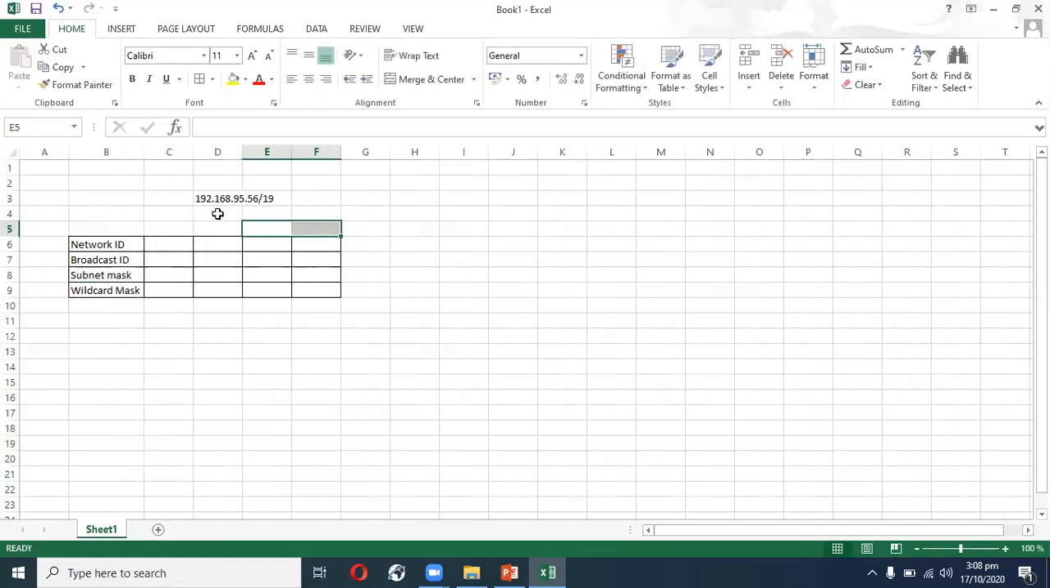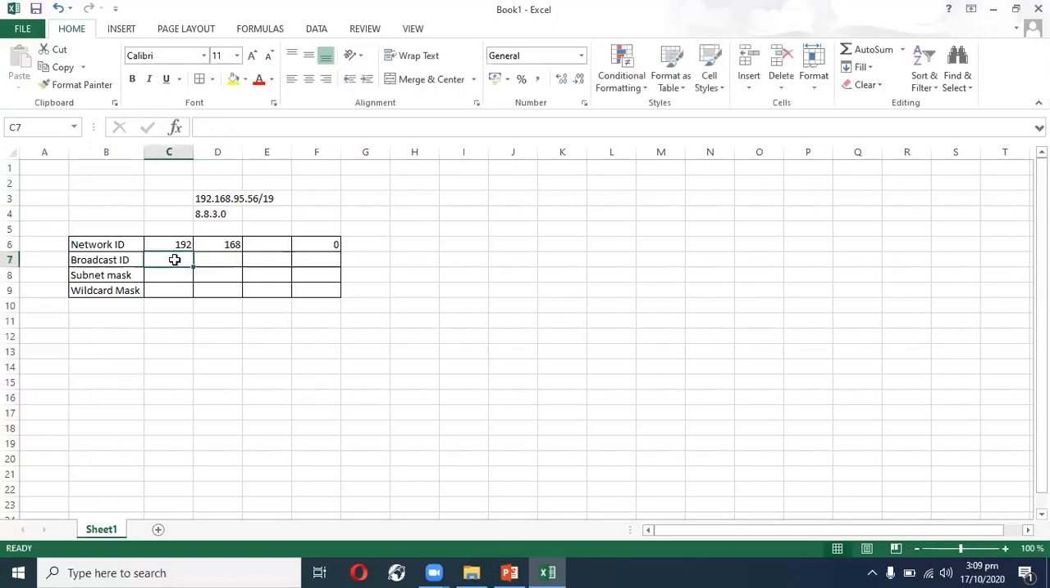So let's start. /19 means 8.8.3.0, because an IP address consists of 4 octets, so we need 4 numbers: 8, 8, 3, and 0. So 8 means 192 will be the same. Again it's 8, so 168 will be the same. The next number is 3, so for this we have to use a formula. The next is 0. 0 will come as 0.